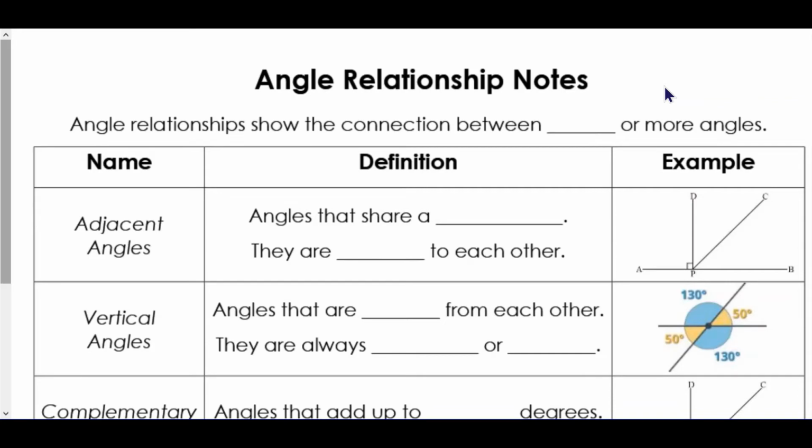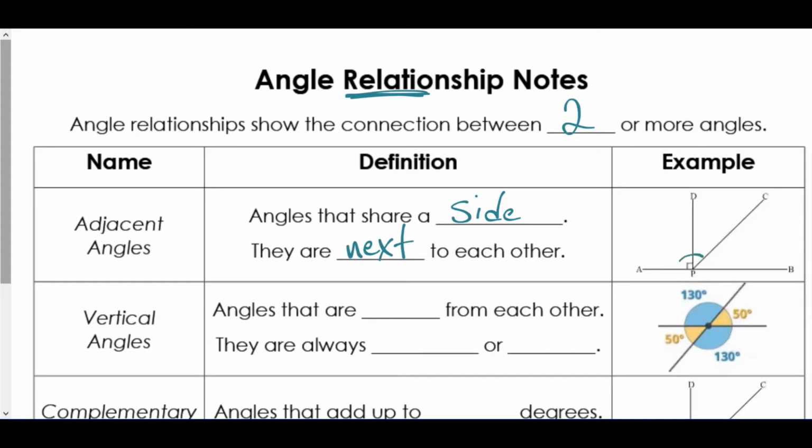Here we're going to talk about angle relationships. Angle relationships show the connection between two or more angles. It shows how angles relate to each other. Adjacent angles are angles that share a side and they are next to each other.